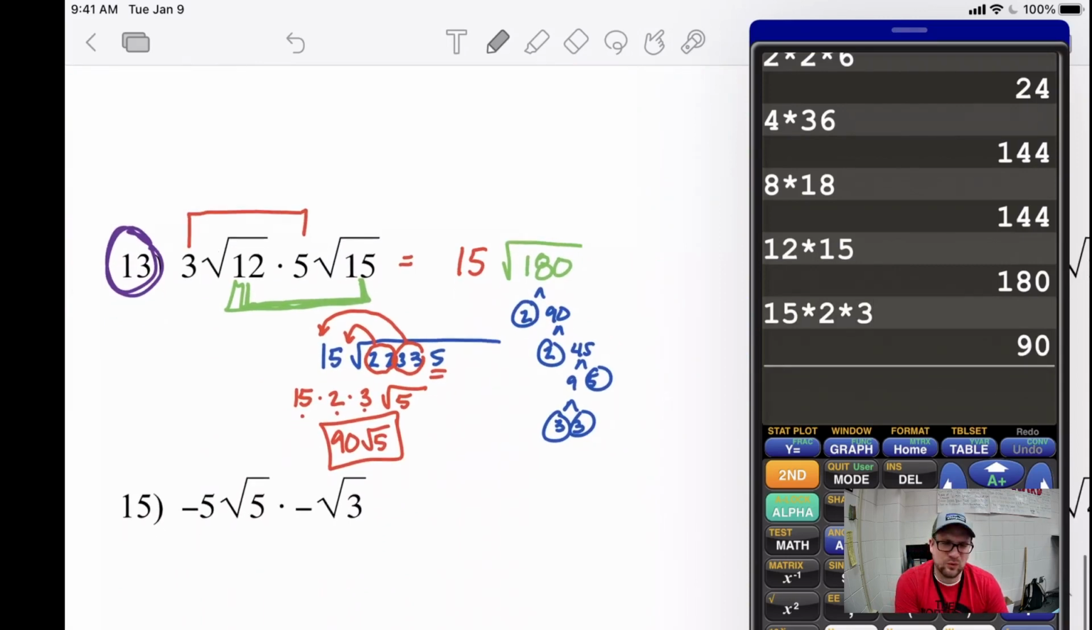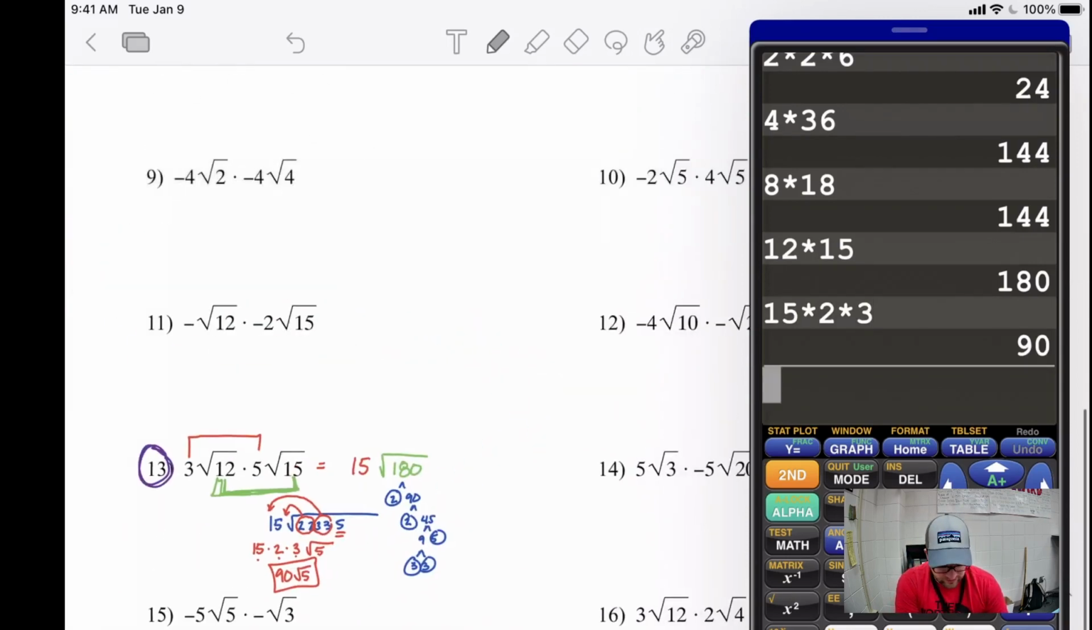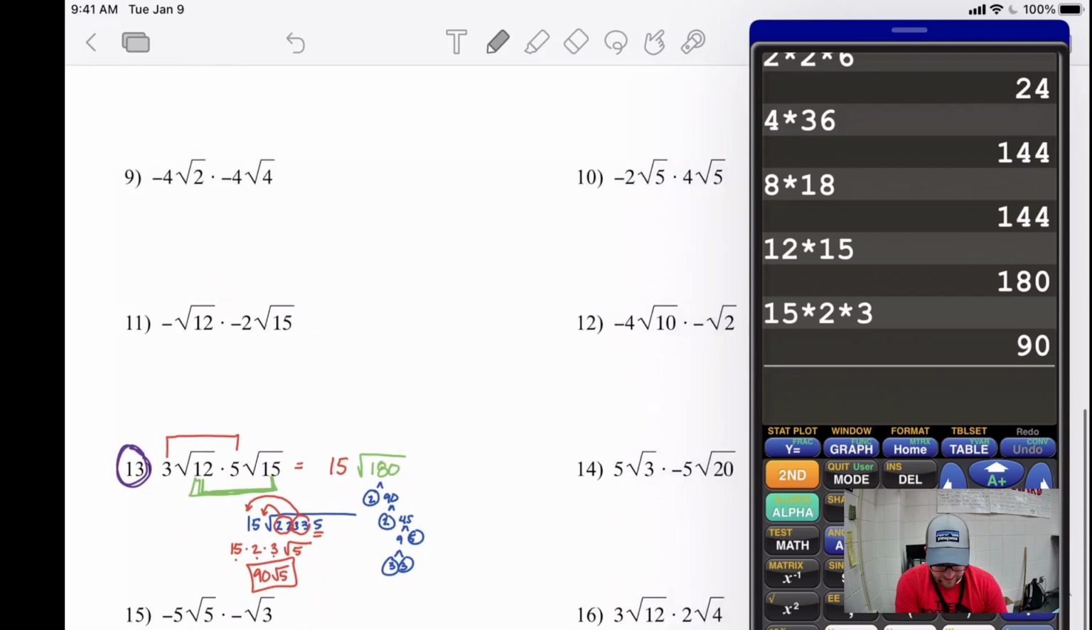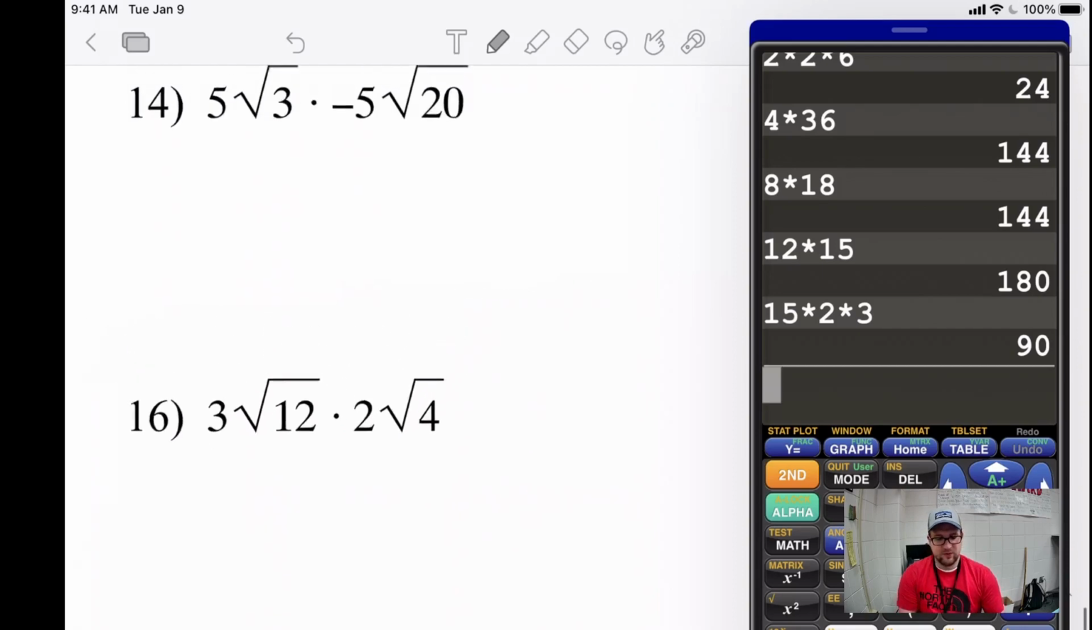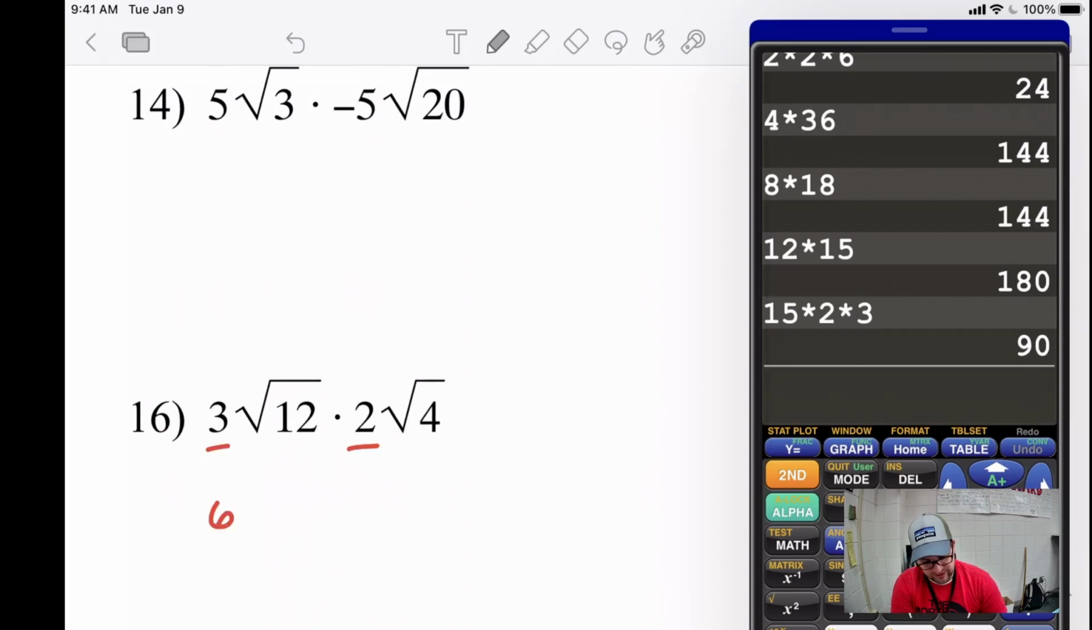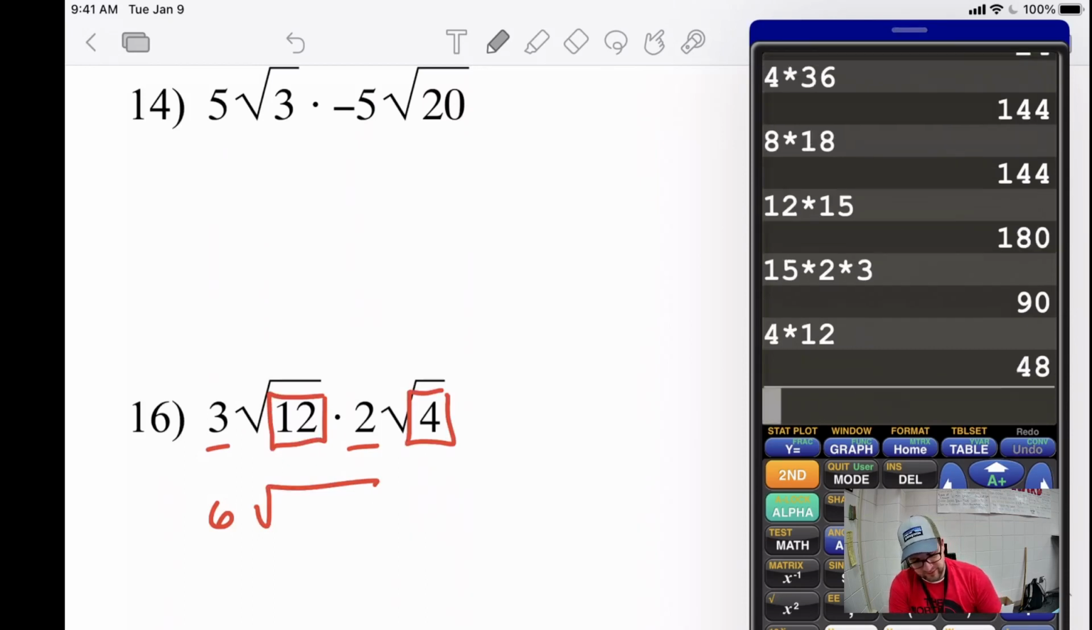It's a little bit of work, but it's basically just simplifying. Once you get over the new multiplying piece, it's not so bad. Let's do another one. How about number 16? So again, the way you want to do this is you want to multiply your outside numbers together. 3 times 2 is going to give us 6. And then you want to multiply your inside numbers together. 4 and 12. 4 times 12 is going to give us 48. So I'm going to have 6 square roots of 48.